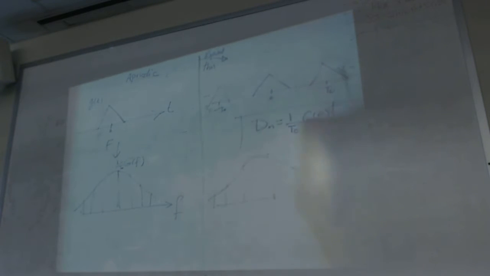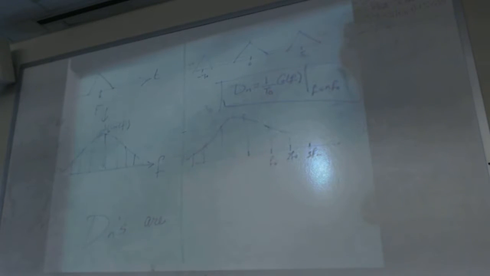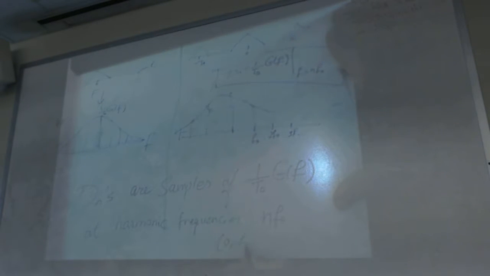Okay, so again, if you just write this in your slide, Dn's are samples of 1 over T naught times G at harmonic frequencies of n, meaning DC, f naught, 2 f naught, etc., and then minus f naught, minus 2 f naught.